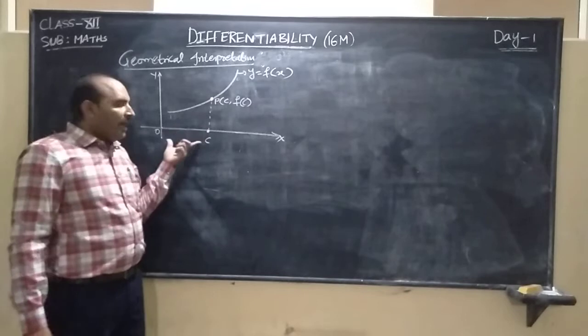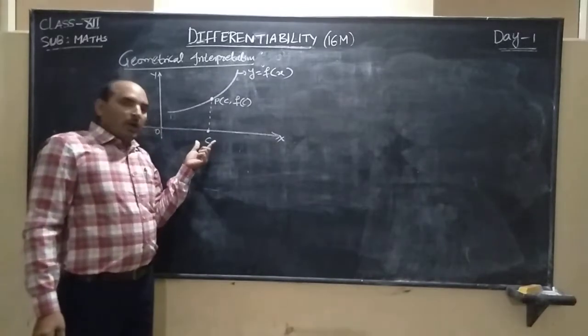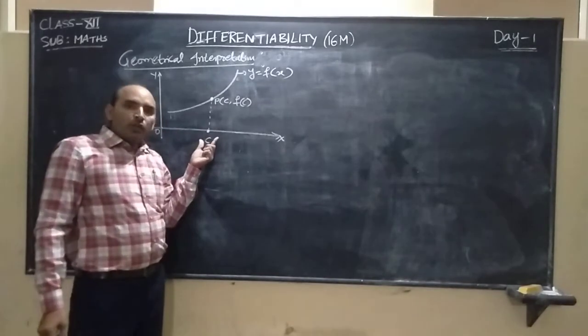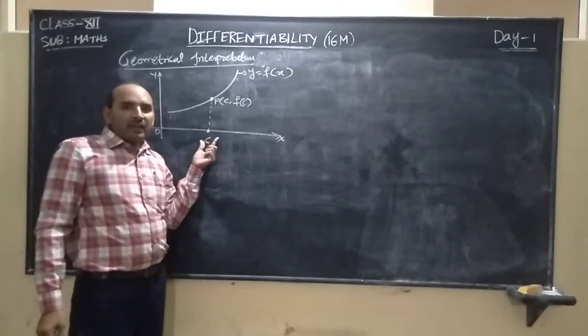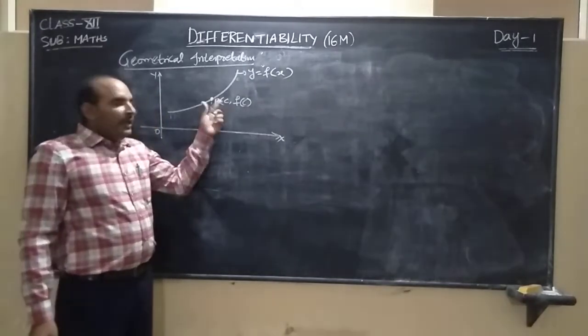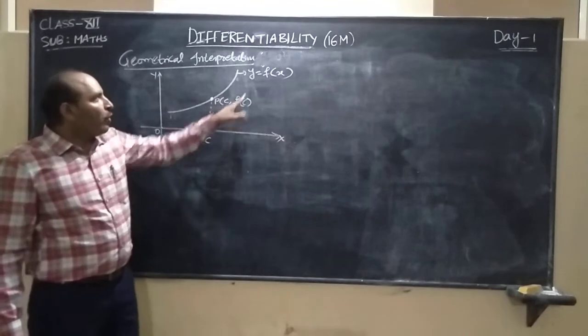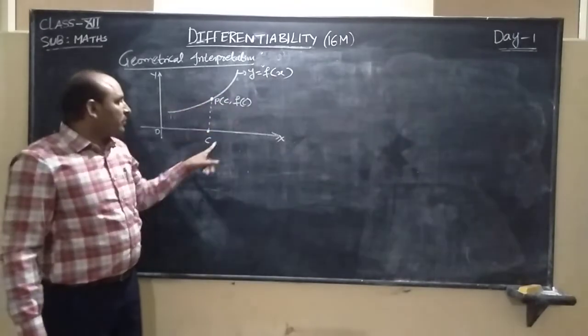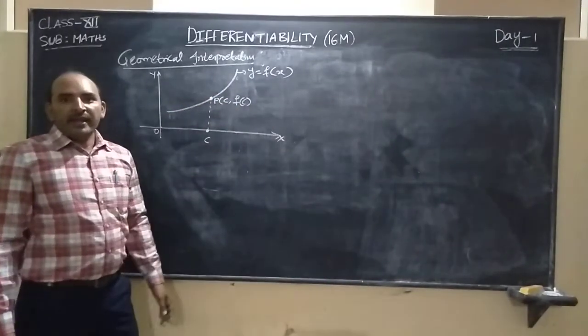Once again, on the x axis I am taking a domain value in the particular interval, c, at the point P. The x coordinate is equal to c, and the y coordinate is how much? f of x, where x is equal to c. You can write it as c comma f of c.